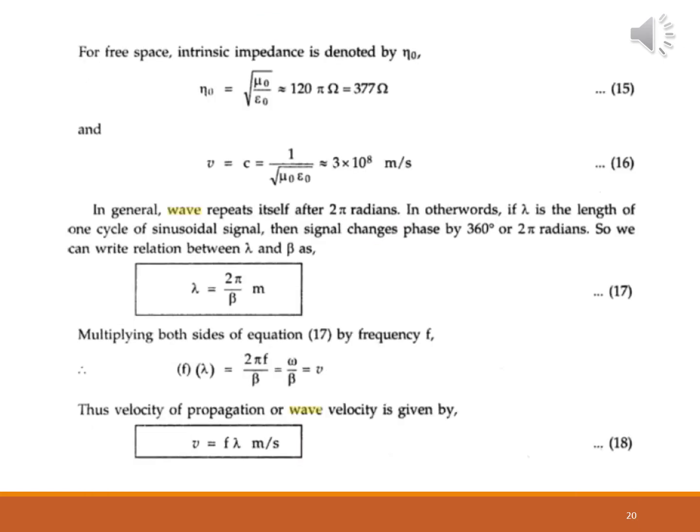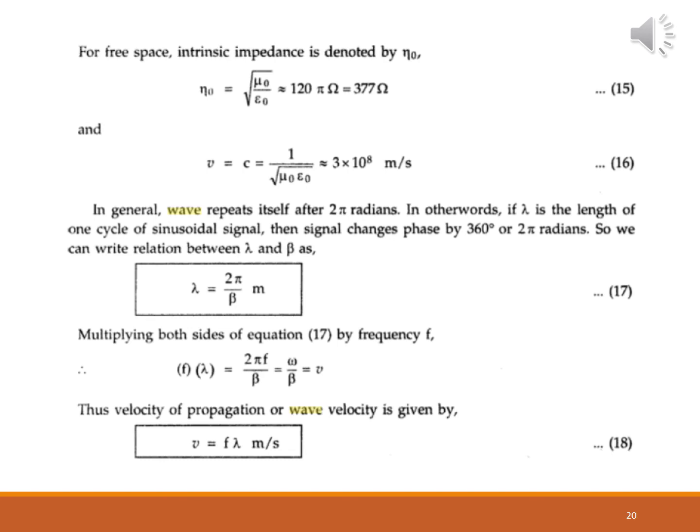That was a general expression for eta for any medium. Now supposing your medium is free space, how can you write the expression for the intrinsic impedance? We know the value of mu 0 and epsilon 0. This is a constant that you need to know: if your medium is free space, the intrinsic impedance will be equal to 377 ohms. And the velocity of propagation is going to be the same as the velocity of light. These two conditions hold true when your medium of propagation is free space. So the constants that we have discussed are attenuation constant, phase constant, propagation constant, and intrinsic impedance.